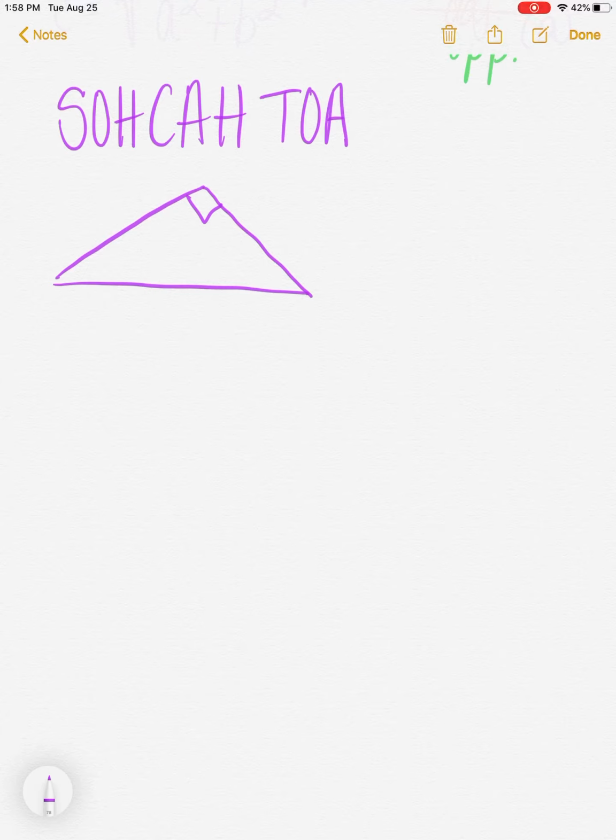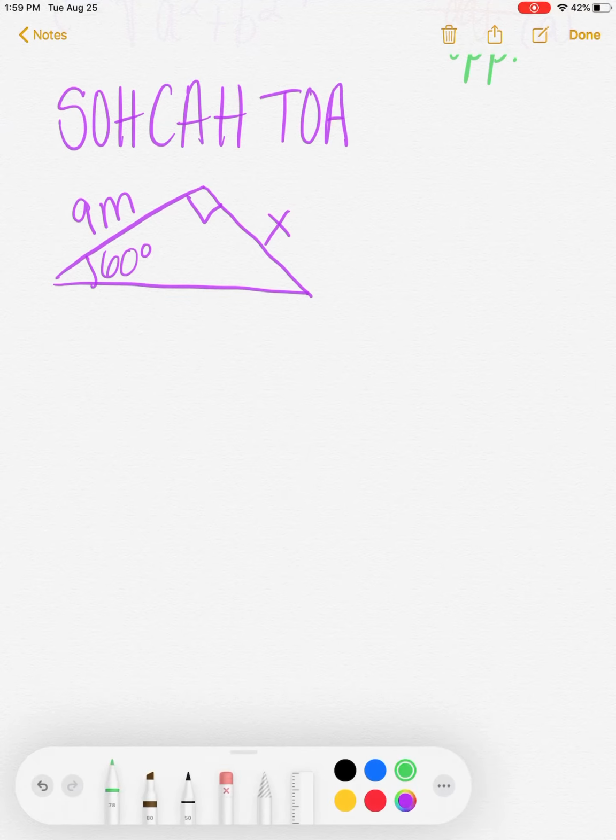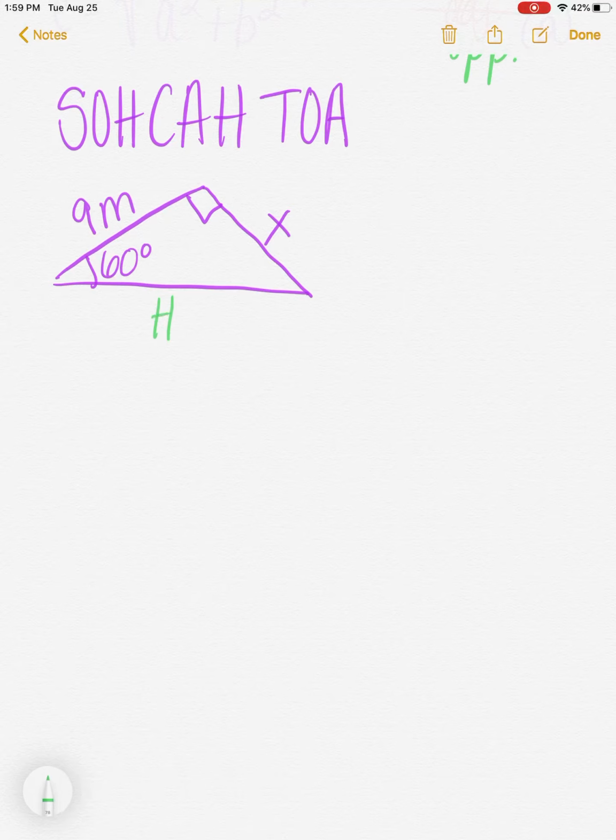They say that that is your right angle. Over here is X. They tell us this angle is 60 degrees, and we know that this side is 9 meters. If I were you, I would go through and label the sides. We know that this over here is the hypotenuse. They do not tell us what the hypotenuse is here, so that's an unknown. All right, since this is our theta, X is going to be the opposite of theta, and 9 meters we will label as adjacent because it is touching.